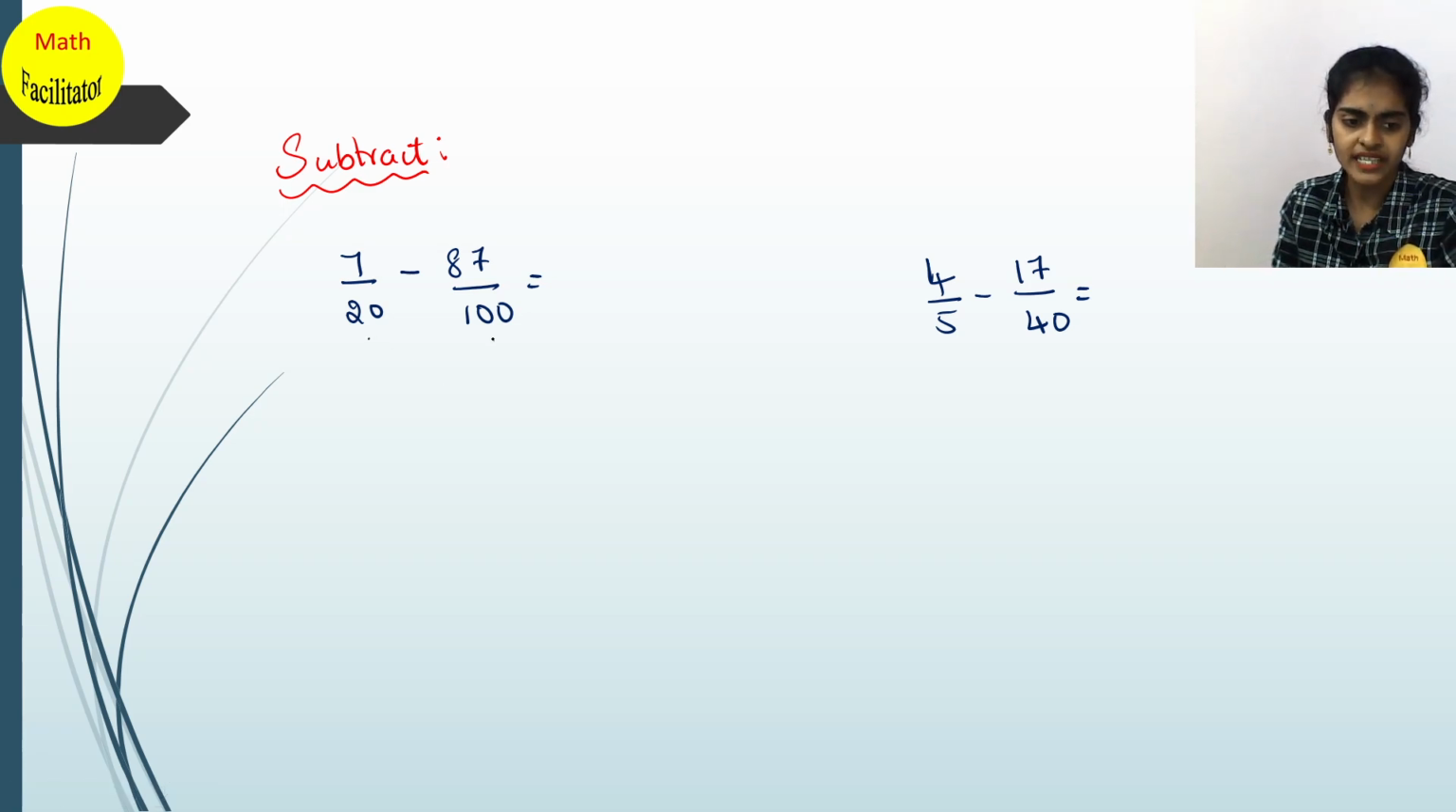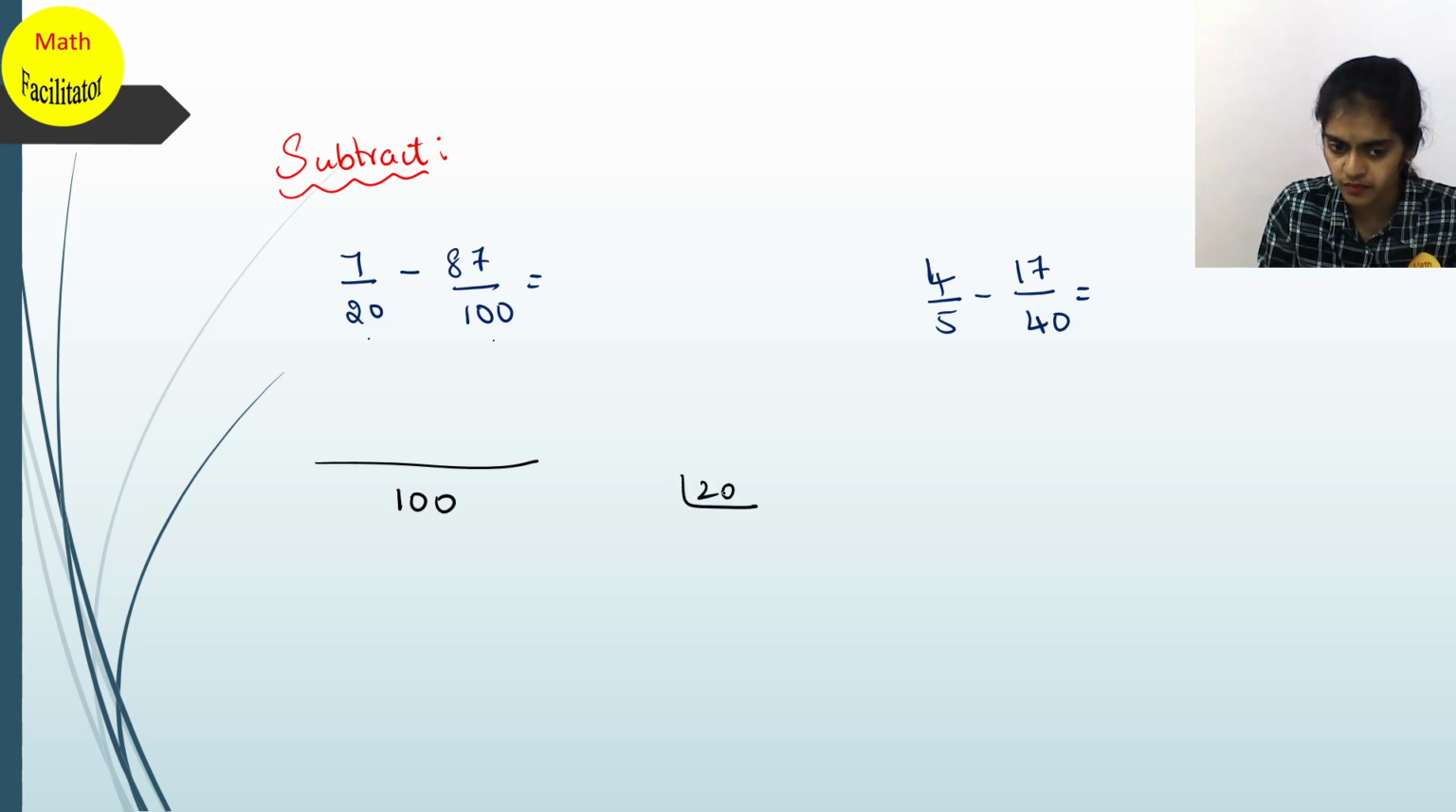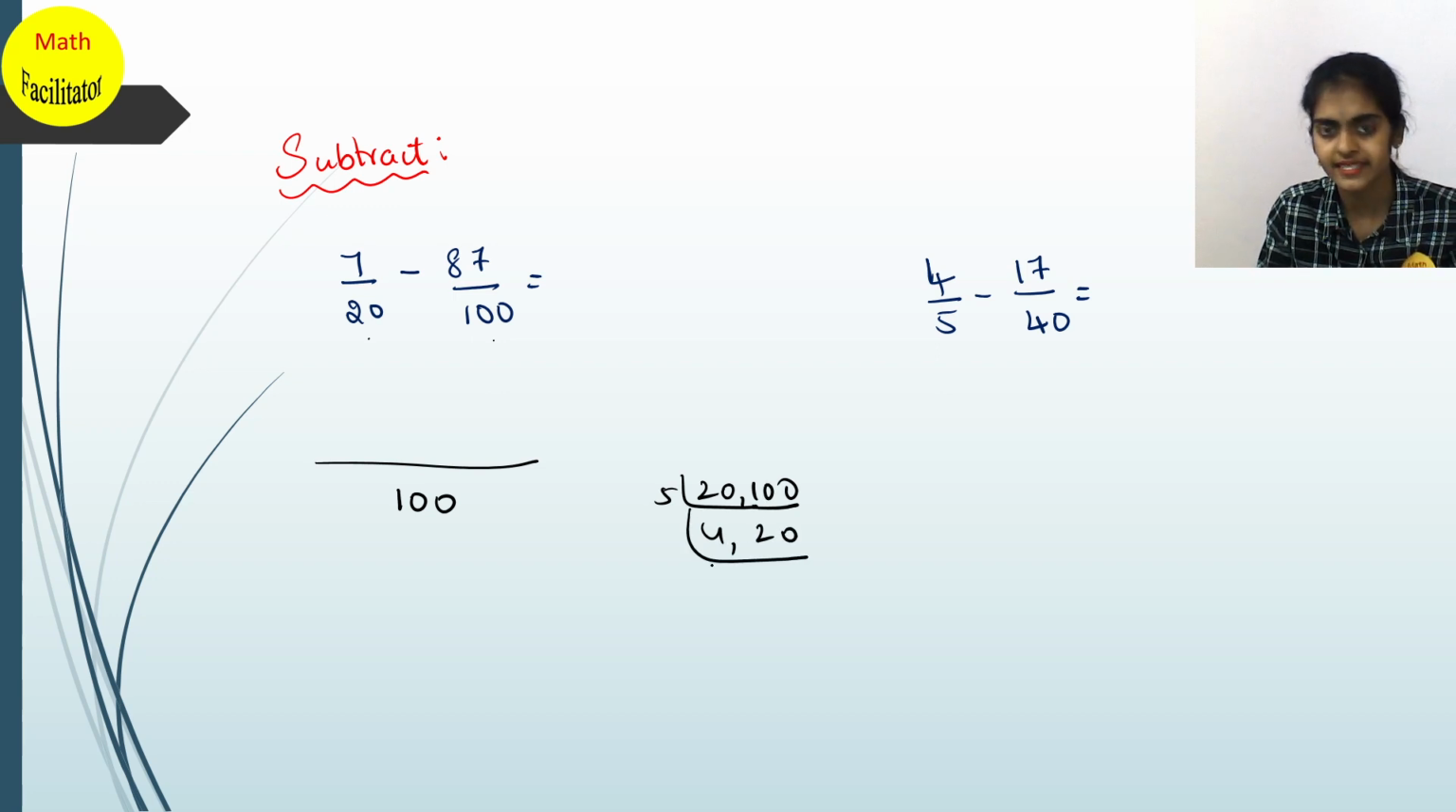Now 20 and 200. Apply the trick which I told you for 20 and 200. 25 is a 100, which means this 100 is divisible by 20. So what will be the LCM? The LCM will be 100. If you want, you can do it here and you will get the same answer. Clear? So 5 4s are 20, 5 20s are 100.